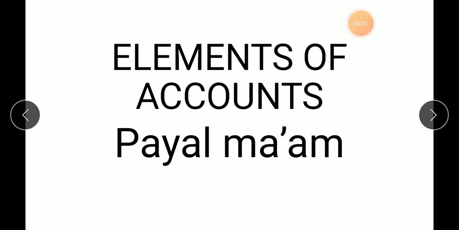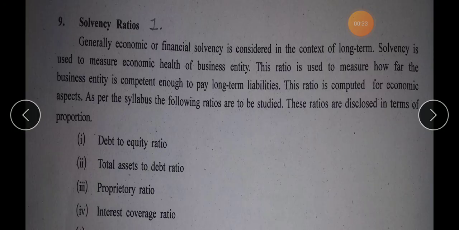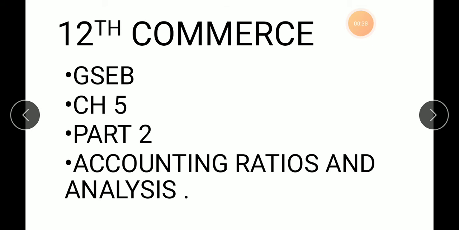Hello everyone. Hope you all are good and hope you have studied the previous ratio explained to you from chapter 5 part 2, accounting ratios and analysis. Lastly, we have finished understanding liquidity ratios. The last lecture was about liquid ratio. Prior to that, we have understood current ratio, and we're going to continue with the same chapter and a new topic, that is solvency ratios. Before we start with this topic, we'll quickly revise whatever we have done so far.